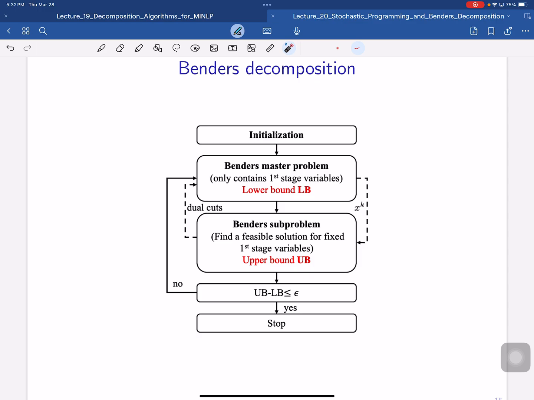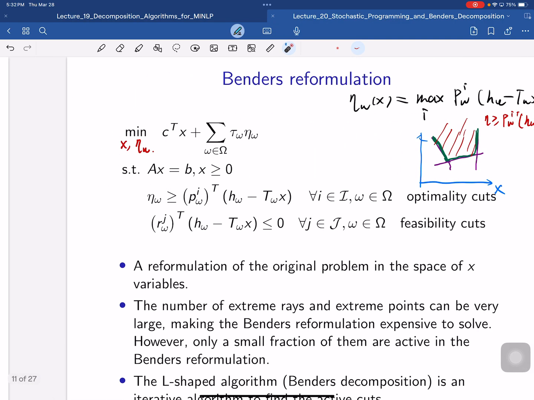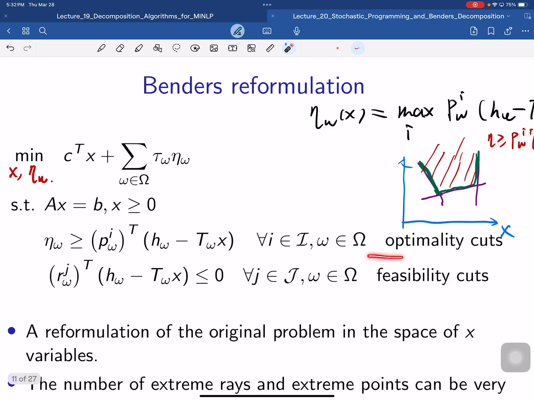No? Okay, so it is a lower bound because recall that when we have a Benders reformulation, right? The Benders reformulation is equivalent to the original problem, right? We showed that already. This is a reformulation of the original problem. But what I said is that the Benders master problem only has a subset of the cuts in the Benders reformulation, right? So essentially, in the Benders master problem, you are relaxing some of the constraints, right? If you are relaxing some of the constraints and you are minimizing, it will be a lower bound of the original problem.